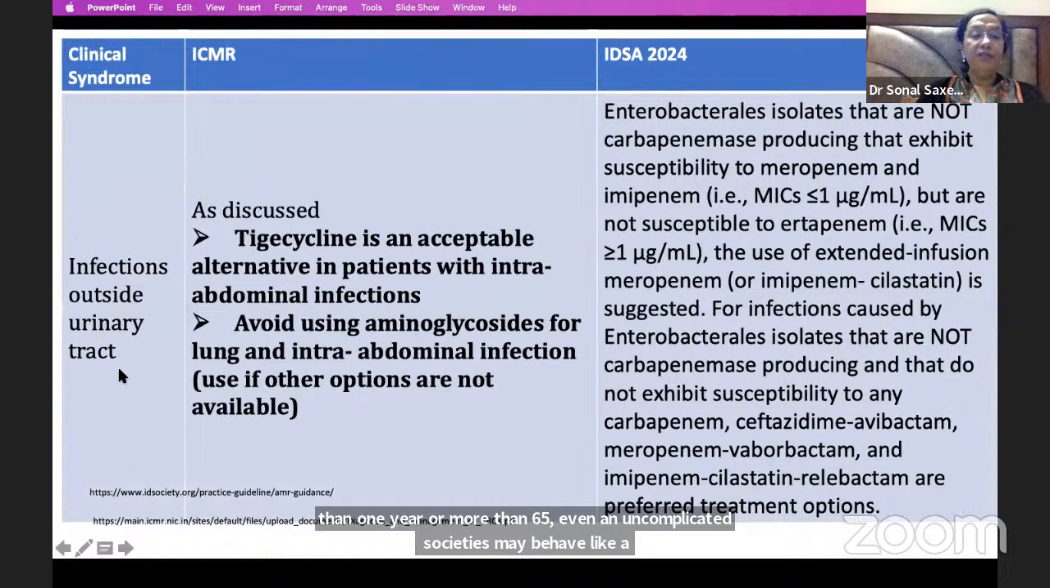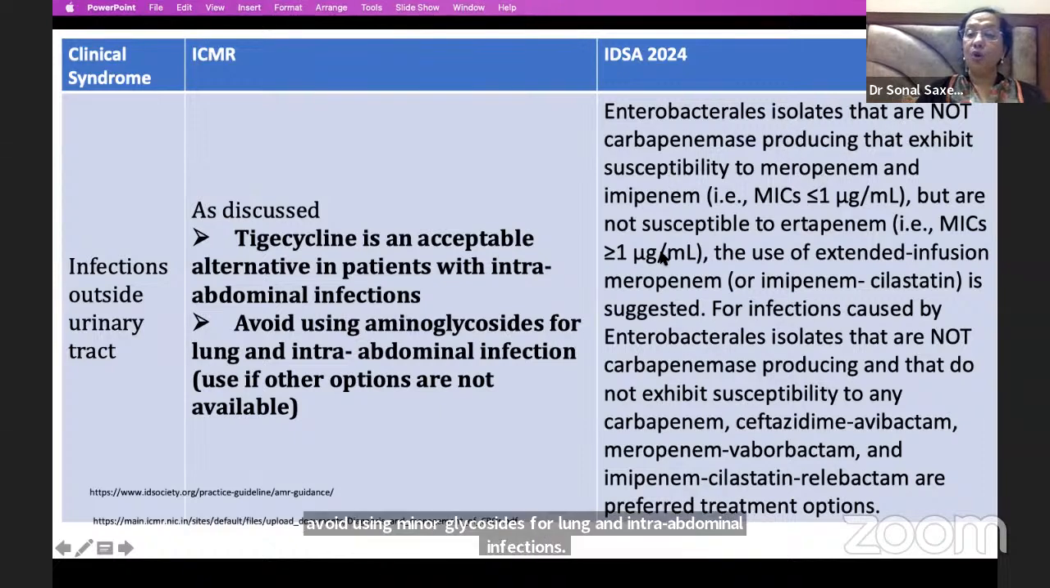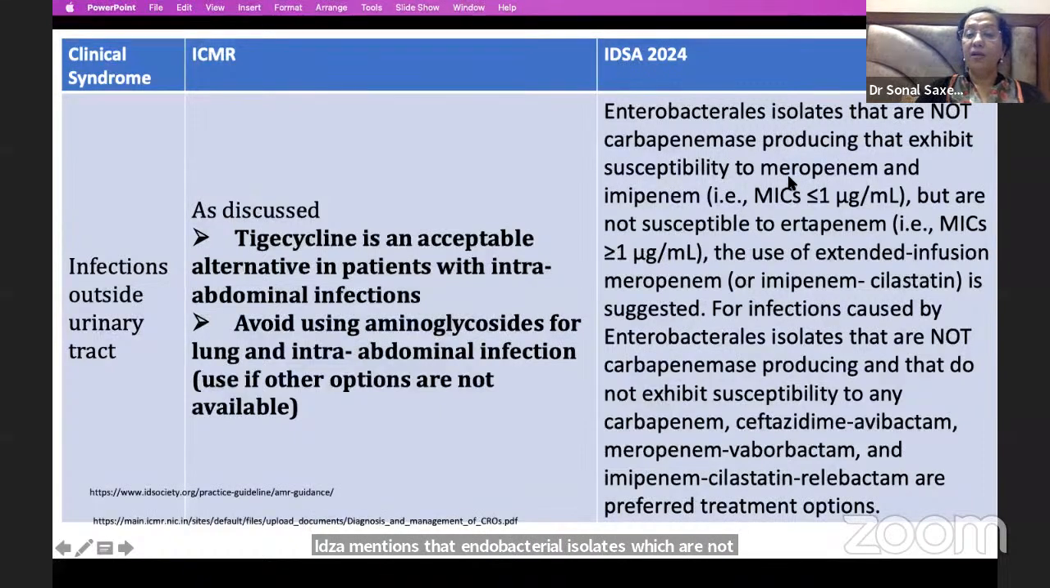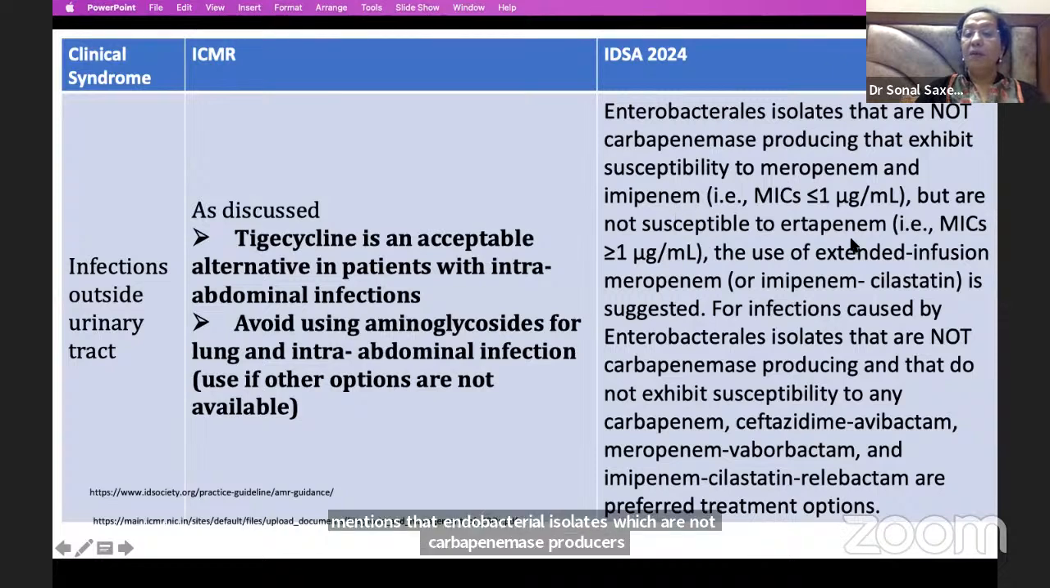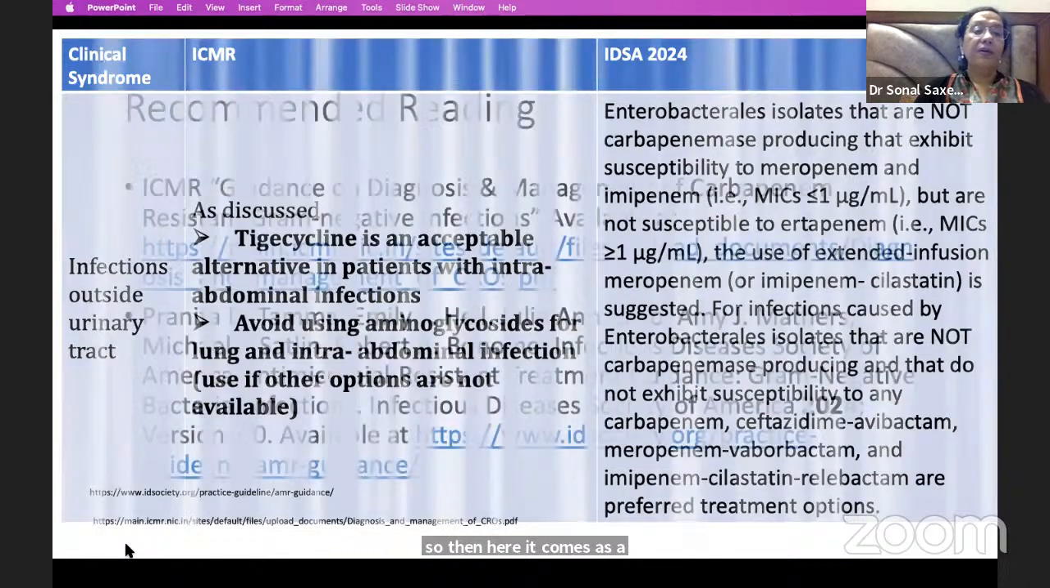So for any infection which is outside the urinary tract, tigecycline is an acceptable alternate, and avoid using aminoglycosides for lung and intra-abdominal infections. IDSA mentions that for enterobacterial isolates which are not carbapenemase producers but are susceptible to this, but not to ertapenem, the use of extended infusion can work. Now, in India, even the best of the labs routinely do not test for carbapenemase production. So here it comes as a bottleneck because our volumes are very high.